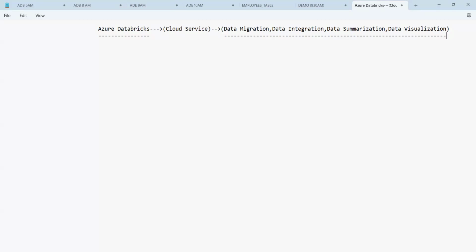Now let's try to understand all of them. What is data migration, what is data summarization, what is data integration and data visualization? Before we understand all this, let's see something very basic.